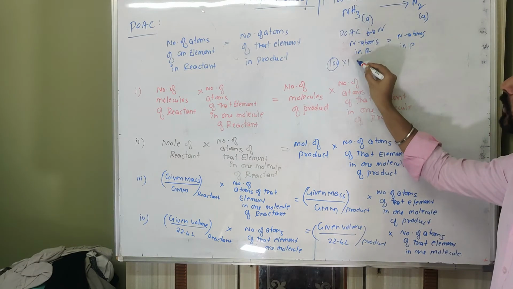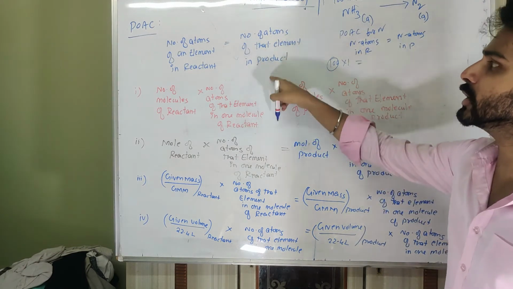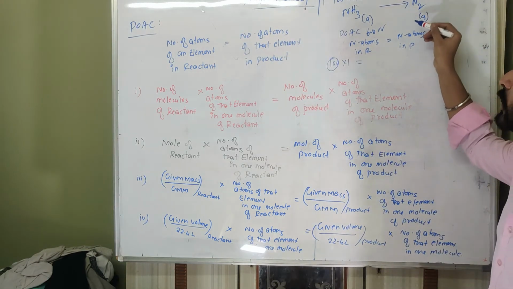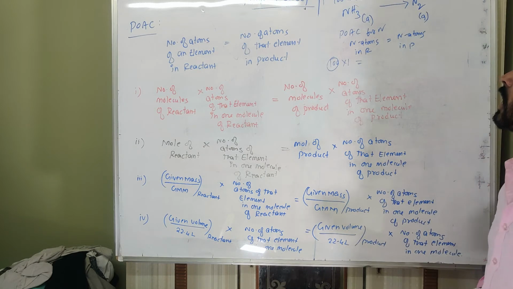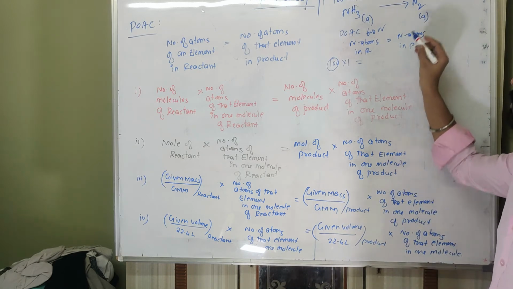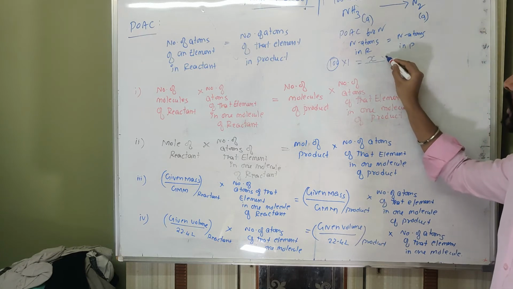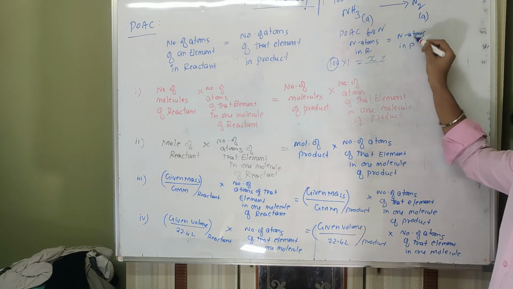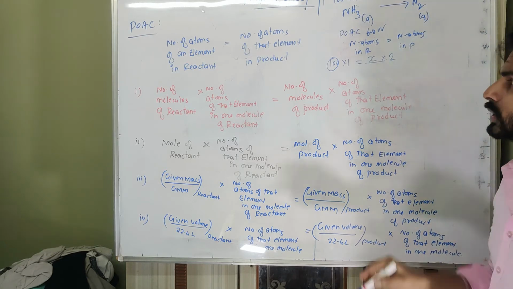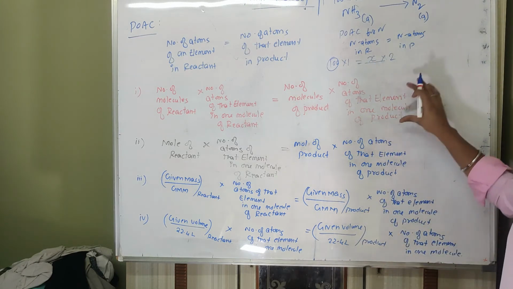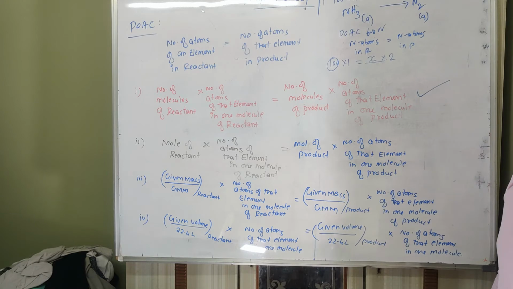So 100 into 1 equals, here also we have to do the same thing, number of atoms of that element in the product. Here we are applying POAC on nitrogen. The number of molecules was X, we do not know it, that is what is asked to calculate, but we have to multiply with the number of atoms in one molecule, that is 2. So we can now get the number of molecules formed. So this formula is used wherever data is given in terms of molecules.